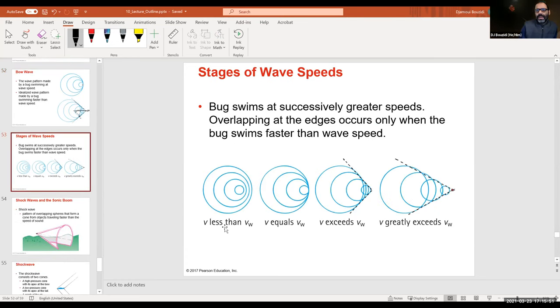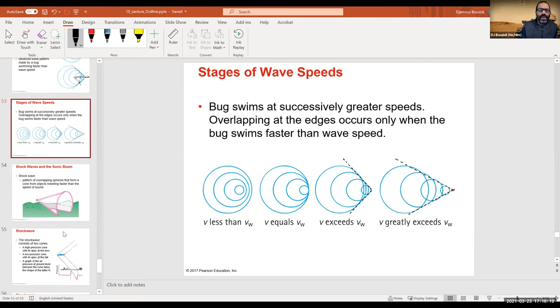Again, this is V less than VW. That means the wave in this case is moving faster. So the wavefronts are compressed, but not piling up. This is exactly equal to, so the wavefront is actually piling up in front of the source itself. And now it's moving faster, and in here greatly faster. So in this case, the wavefronts don't pile up unless you're very far away from it, okay? This is where the boom is going to be the greatest, because they pile up right next to it too.